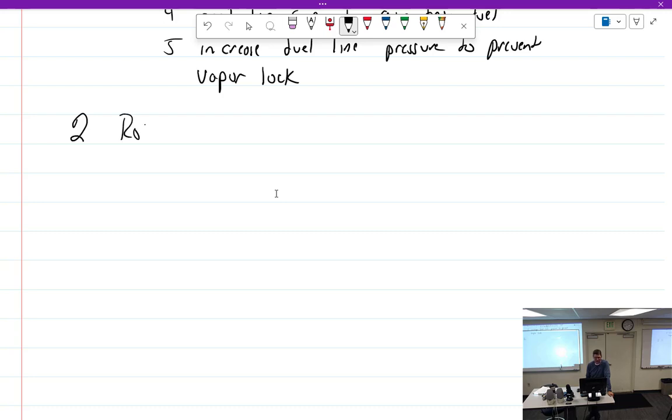Rotary vane pump. She just wants me to move on. She's like, I got this. What kind of pump is it? Rotary vane. Positive displacement.